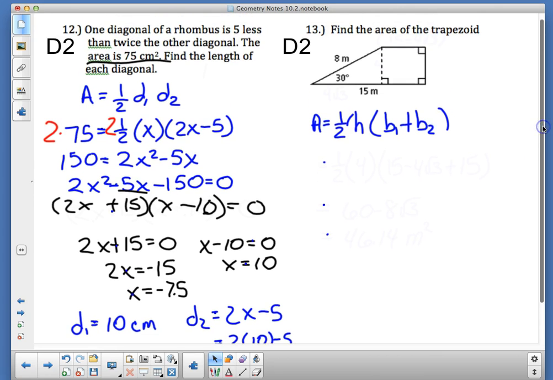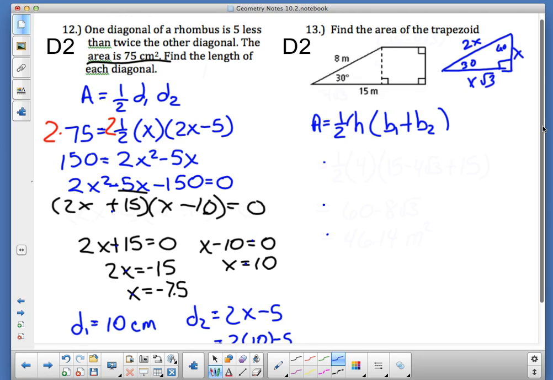Here's the deal. We've got 30-60-90. I'm just going to remind you, this is 30, that's 60, this is 90. If this is 2x, that's x, and this is x times the square root of 3. So I must ask, because that's 30, what's half of 8? 4, just like we're golfing, right? And then down here, this bad boy has got to be 4 times the square root of 3.